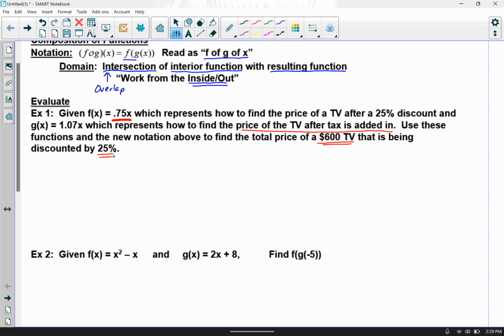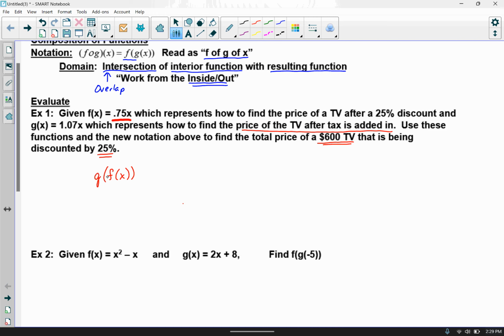So think about it. Whenever you get up to the cash register, they're going to take that $600 TV. Are they going to calculate tax first, or are they going to take the discount off first? And hopefully you agree. They're going to take the discount first. So f of x is going to be what happens first, and then after you figure out what your discount is, you're going to pay tax on the discount. Okay, so here's our g followed by f of x.